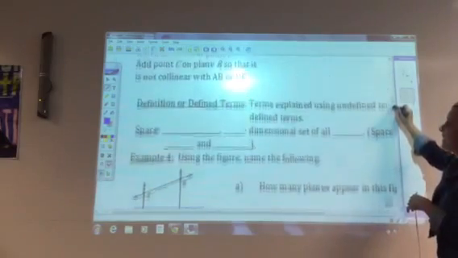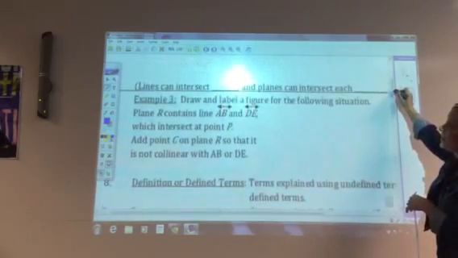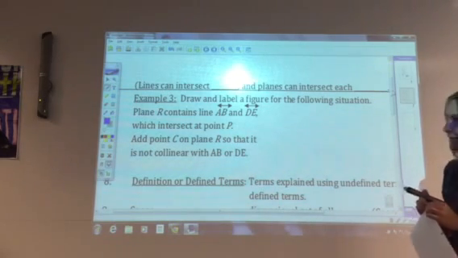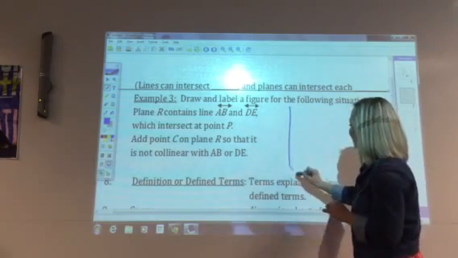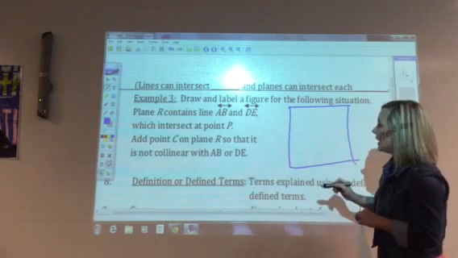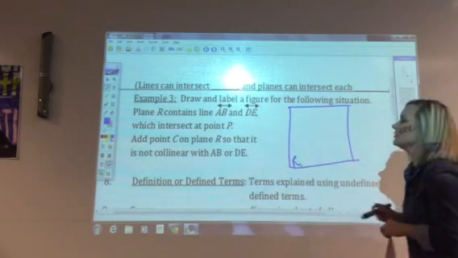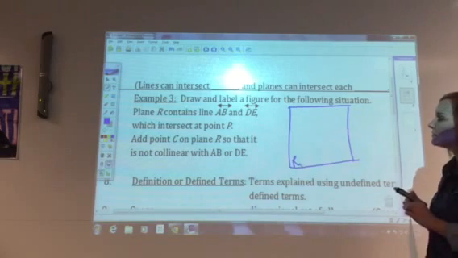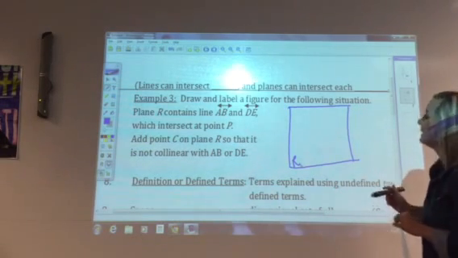So the next page, if I go ahead and start with example 3, you're going to have something that you're going to have to draw. It says, draw and label a figure for the following situation. Plane R contains lines AB and DE, which intersect at point P. All right, so if I go ahead and draw my plane, okay, there's different ways that you could draw this. I'm going to put R in the corner because it's called plane R. These 2 lines are in the plane and they intersect at point P.